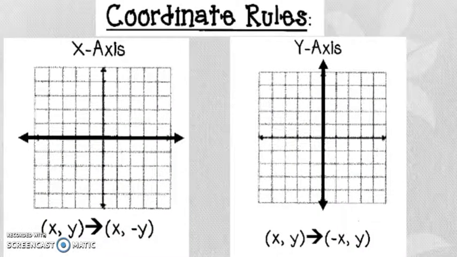The two main lines of reflection are your x-axis, which is your horizontal axis, and your y-axis, which is your vertical axis. There is a rule for each of these. We start with the pre-image, and we change to our image. What changes between our pre-image and our image is that the y-coordinate changes its sign.